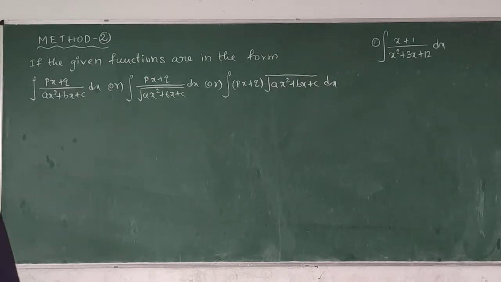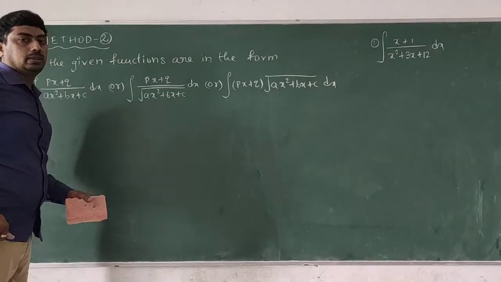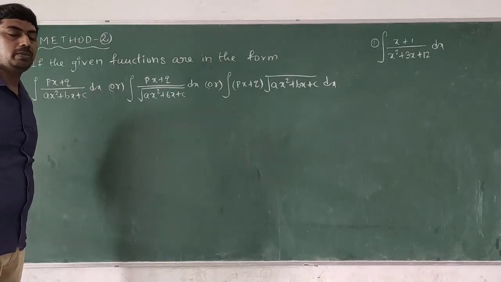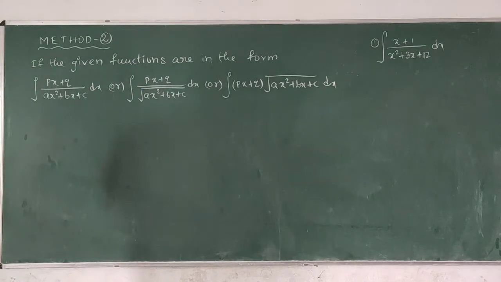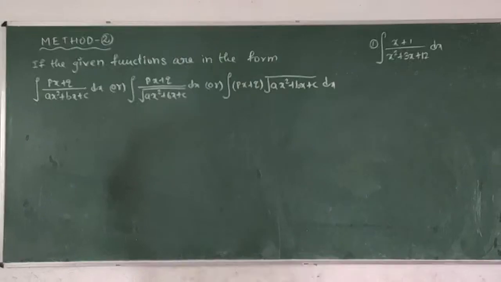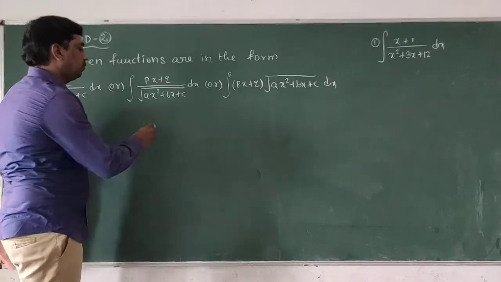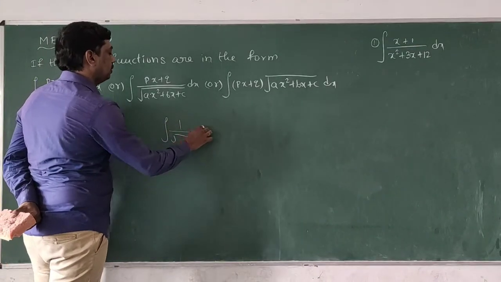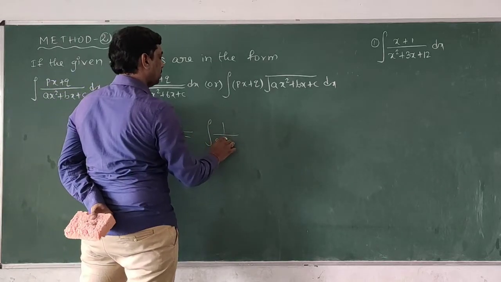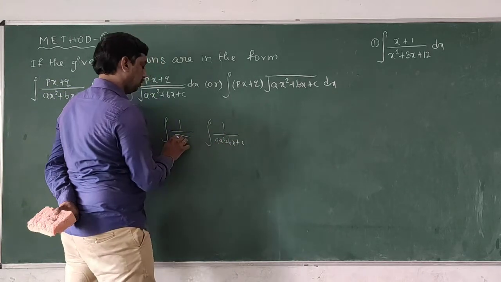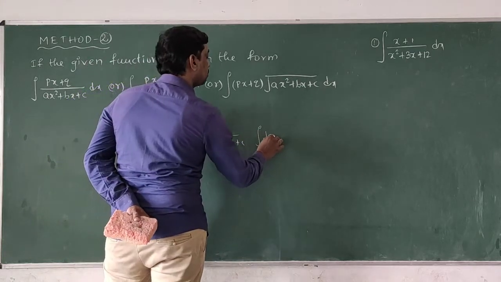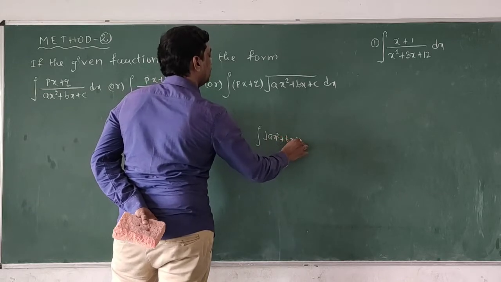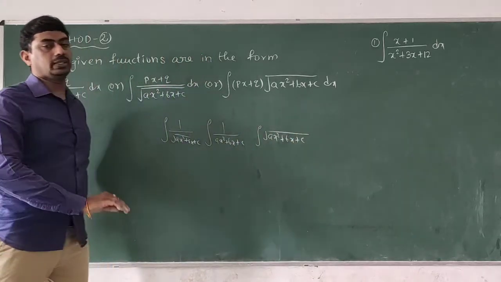Hey students, method 1 is completed, in that one 5 problems completed. Now we go to method 2. Which problems belong to method 2? In the previous method we learned integration of 1 by square root of ax square plus bx plus c, and next, integration of square root of ax square plus bx plus c. These three models belong to method 1.